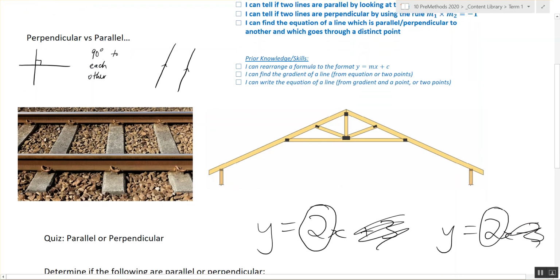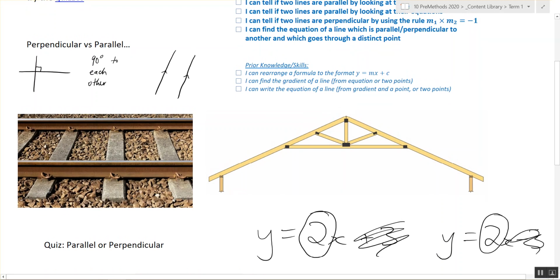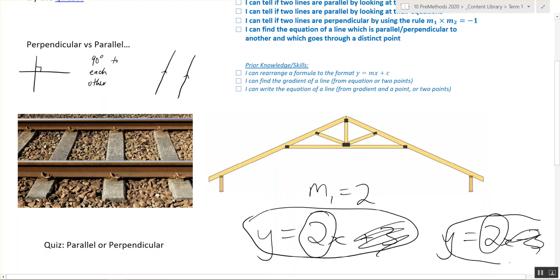So here we go. Are you ready? This is the main part of the lesson that you need to write down. What letter do we use for gradient? M. Okay, so this is equation 1, right? So M1 is what? 2. This is equation 2. So M2 equals 2.